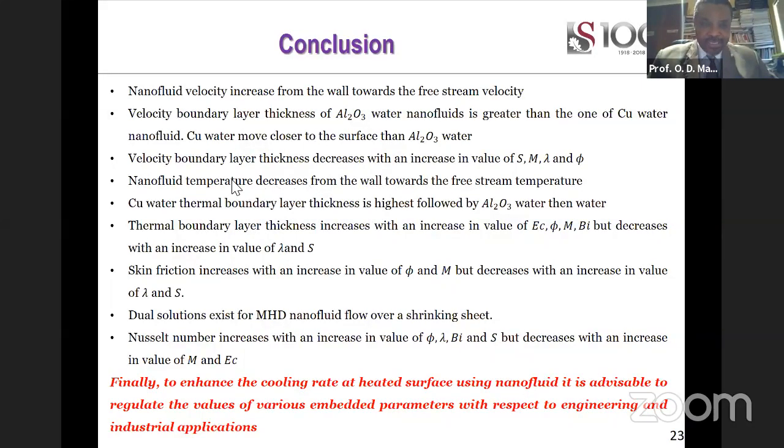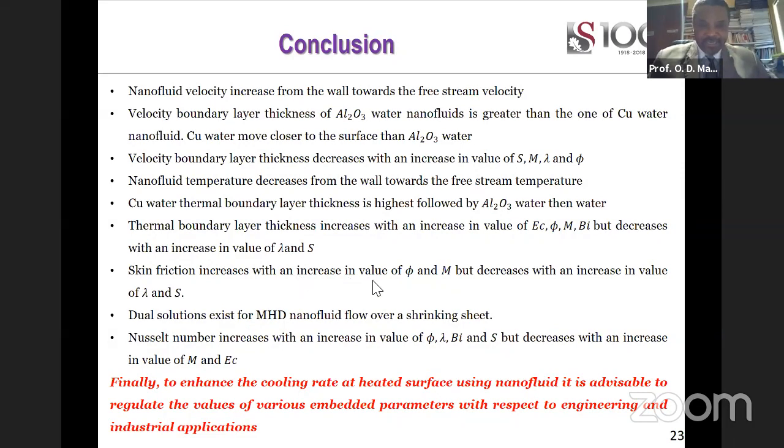So you can see the nanofluid temperature decreasing from the wall toward the free stream, and the thermal boundary layer thickness for copper water is the highest compared to, or is higher than, that of alumina water, because it takes out more heat, becomes more hot, and loses it to the ambient anyway. Thermal boundary layer thickness also increases with the Eckert number, the volume fraction, the magnetic field, and the Biot number, but decreases with an increase in the value of the stretching or shrinking parameter, and also the slip parameter.